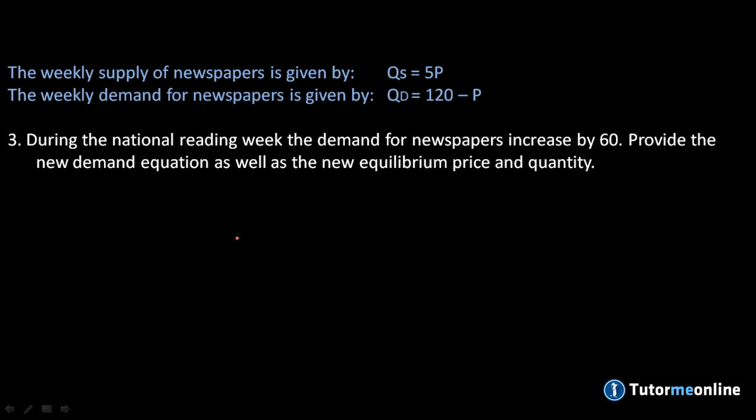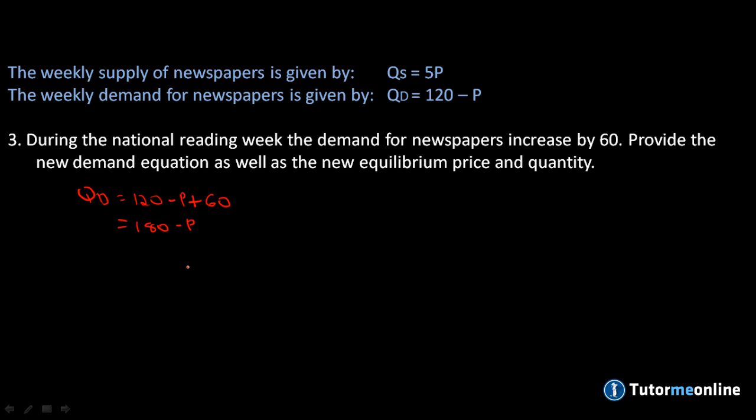So with this information, we need to provide a new demand equation as well as the new equilibrium price and quantity. So we know that during the National Reading Week, our demand increases. So we take our original demand function and we state, well, our demand now increases by 60. So we simply put plus 60, which gives us our function of 180 minus P. And that is our new demand equation.